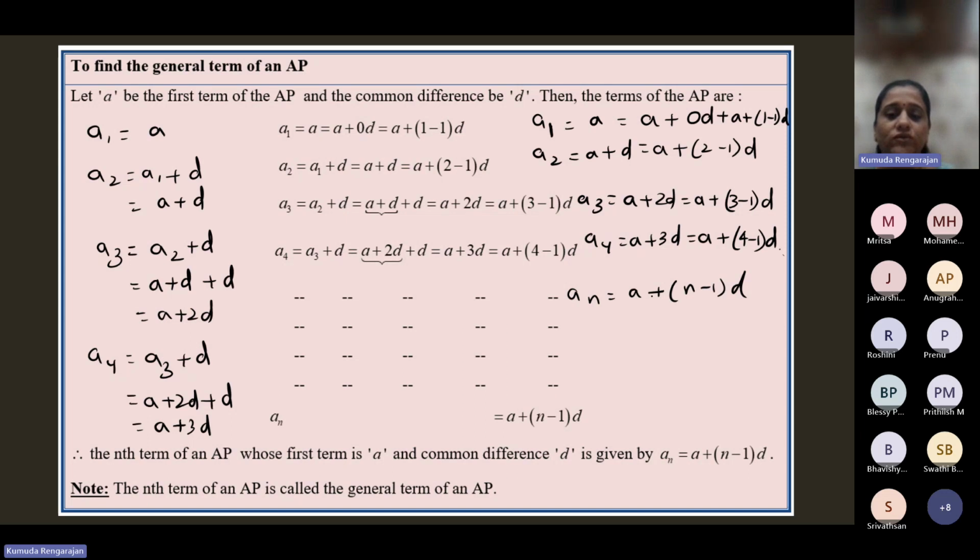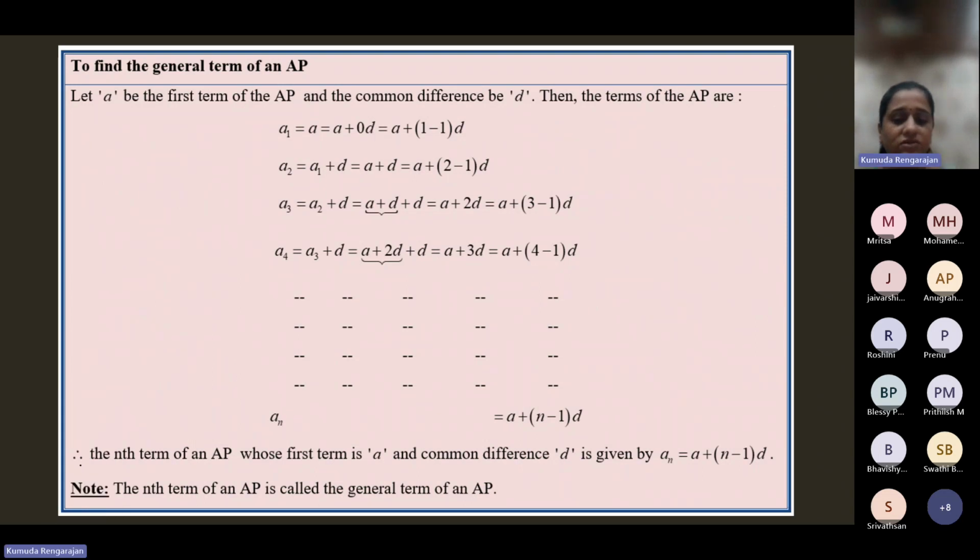So this is the derivation. If you want to find any term of the given arithmetic progression, you should use this formula. You can find any term An of the arithmetic progression using A plus n minus 1 into D. Let's do this together.